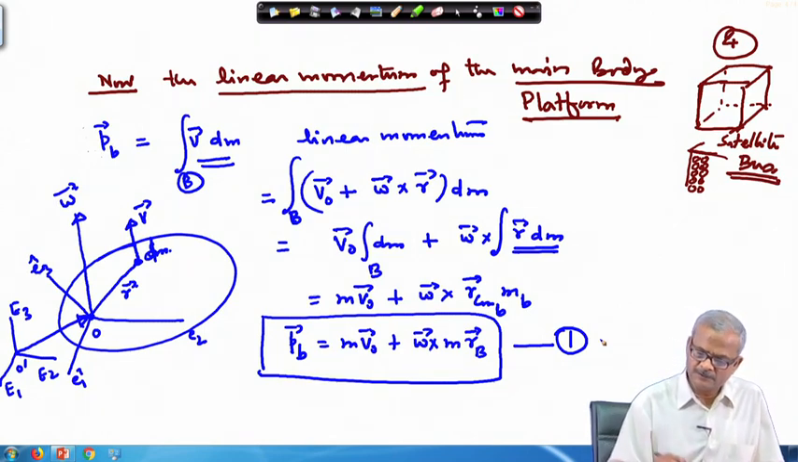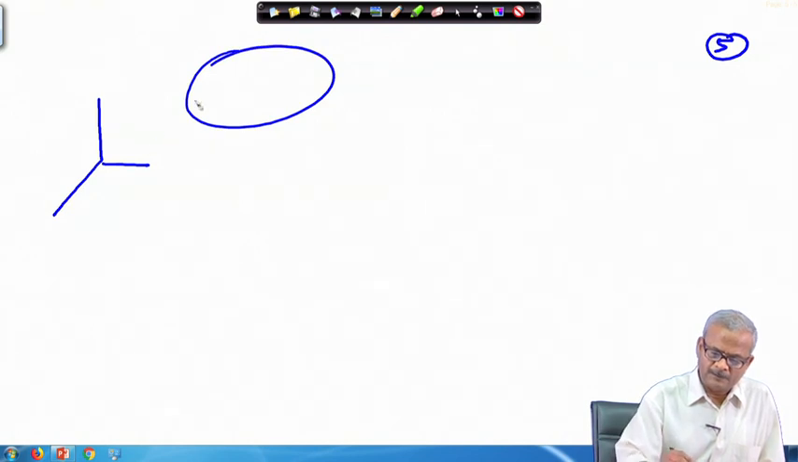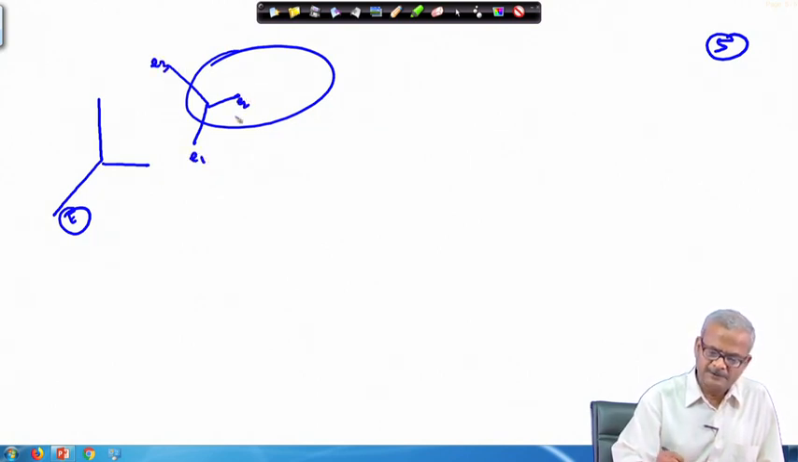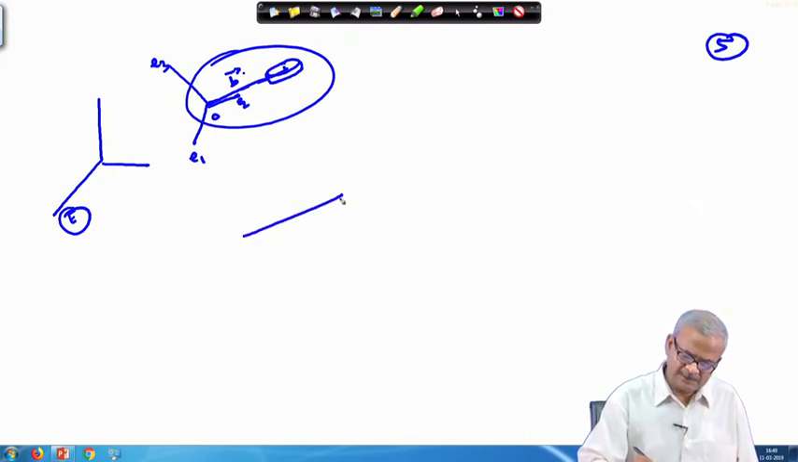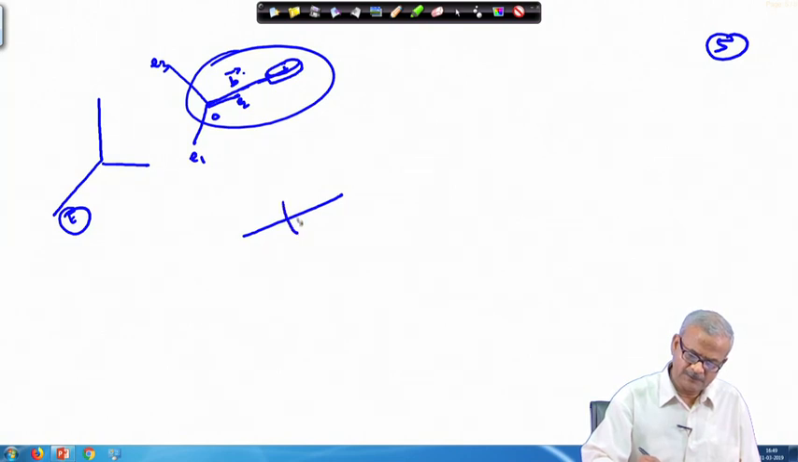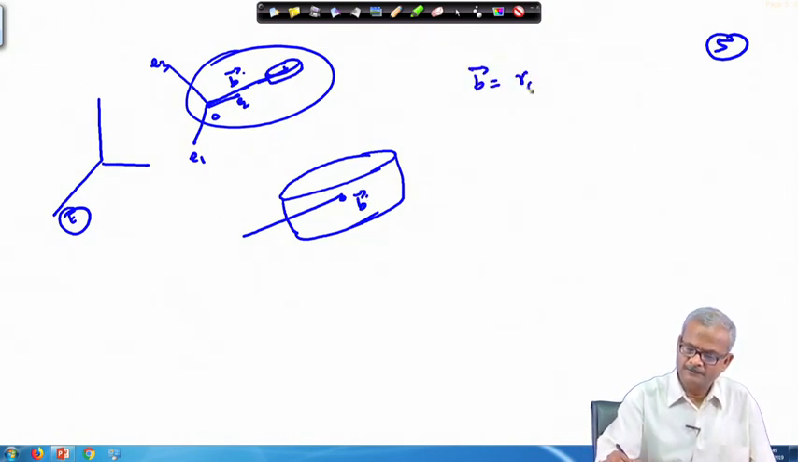Okay, the same way we can also derive the linear momentum of the rotating wheel. So, again we have this E frame and this is the body frame E 1, E 2 and E 3. This is point O and say the wheel is located here, center of mass is here whose radius vector we are writing as B. Now I will make it a little larger to look good. So, this is the center of mass of the wheel, B equal to R C m w.